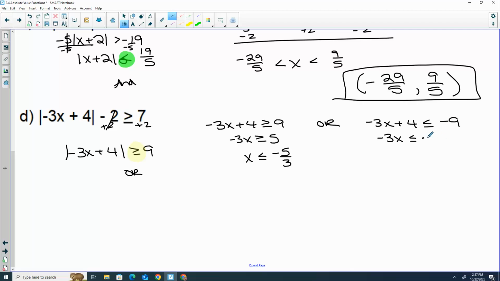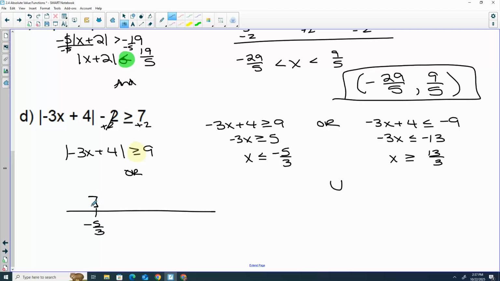This one is subtract my 4. Divide by -3, which will flip it. Greater than or equal to 13/3. We know OR is union. So I should have 2 intervals. If you can write them from there, great. If you need a number line, you are welcome to draw it.